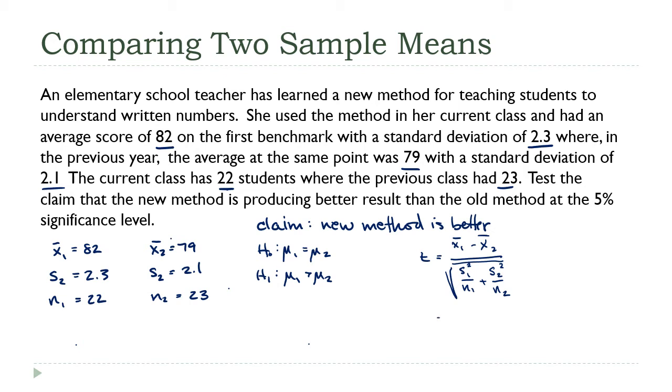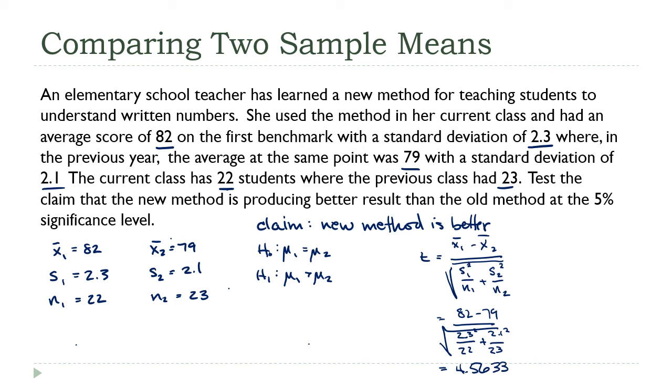All right, now we're just going to put the numbers in, and we're going to be super careful. 82 minus 79 divided by, let's see, I mislabeled this here, didn't I? That should be a 1. So it's 2.3 squared divided by 22 plus 2.1 squared divided by 23, square root of that whole thing. Now you go to your calculator, and my calculator tells me this comes out to 4.5633.